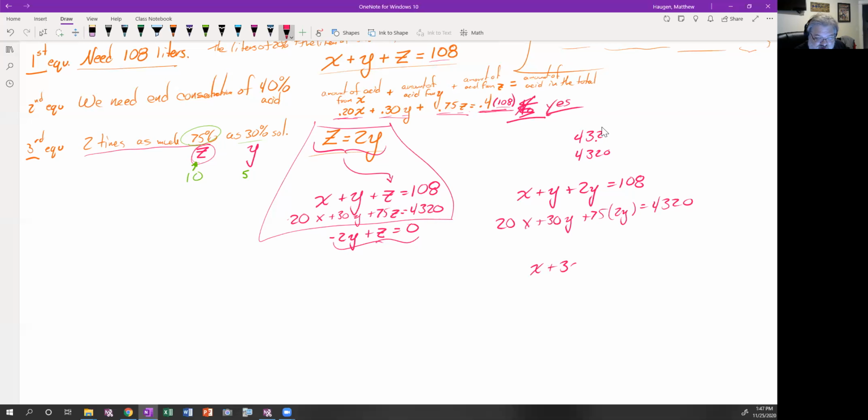Here's a nice x plus 3y equals 108. And 20x plus 180y equals 4,320. And then you could use the elimination method from that point. You could continue with substitution from that point. Whatever seems most reasonable. I think it is nice to remind you guys that we can mix these techniques if we want.